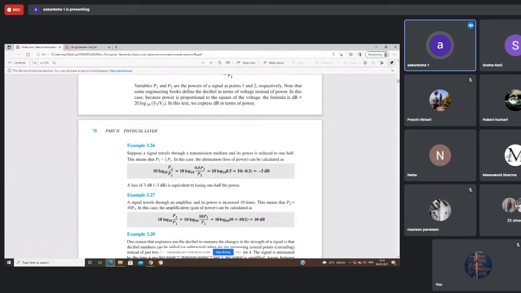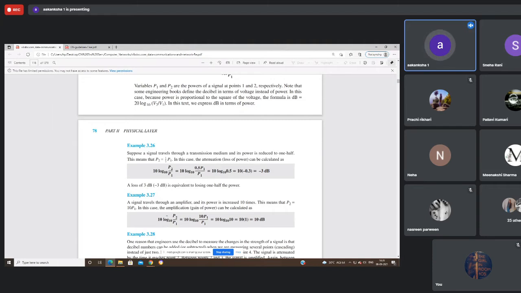So suppose a signal travels through a transmission medium and its power is reduced to 1/2. So this means that P2 is 1/2 of P1. In this case, the attenuation or loss of power can be calculated as 10 log 10 of P2 upon P1, and P2 is half of P1. So 0.5 P1 upon P1, and that becomes 10 log 10 of 0.5, and that is minus 3 decibels. So a loss of 3 decibels is equivalent to losing 1/2 the power. So if we have lost 1/2 of the power after attenuation, we have lost 3 decibels.